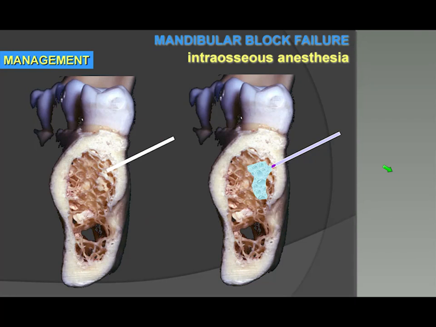Intraosseous is another good technique. It works. It's safe. It's effective. There are some pitfalls to it. You do have to use a drill to penetrate the cortical plate and get into the medullary space. And you place a hub, and then you inject your local anesthesia in there. It does work. It is effective. It is safe. It is considered to be an intravascular injection, believe it or not.